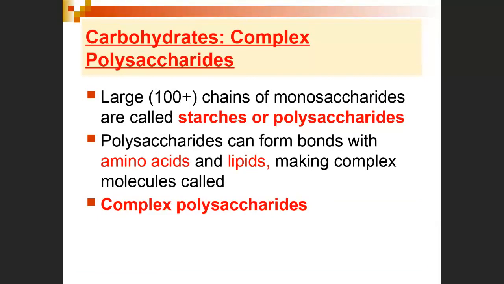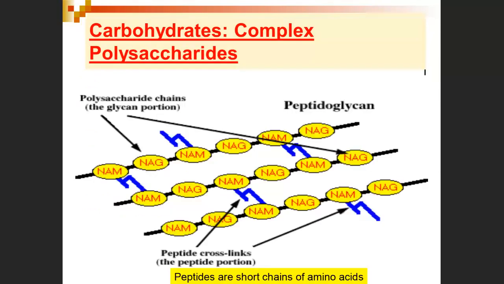Now, one thing about these polysaccharides is that they also have the ability to bind with other molecules, like amino acids or lipids. And then I like to call them complex polysaccharides when they're bound to something else. Actually the book also calls them complex polysaccharides. So a complex polysaccharide would be a polysaccharide with something else bound to it. Now, once you bind something else to the molecule, like for example, these NAMs and NAGs, these are essentially modified glucoses. This is peptidoglycan.